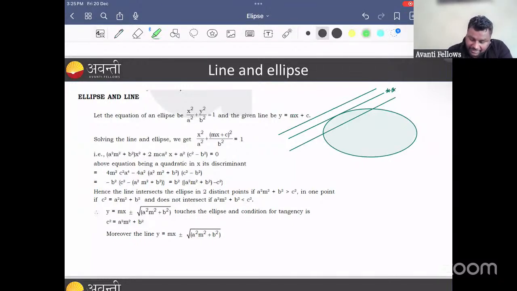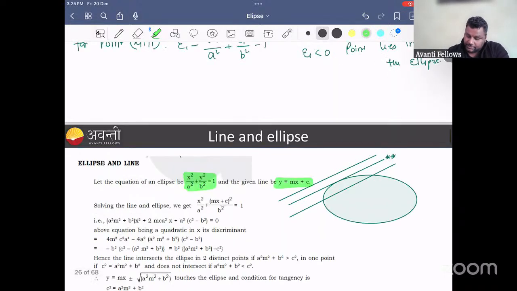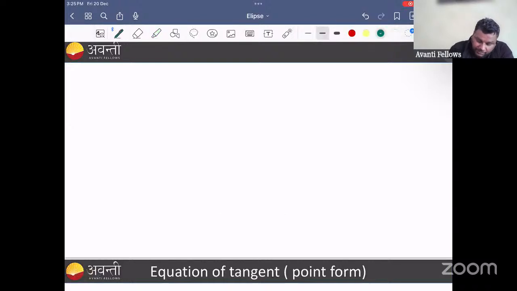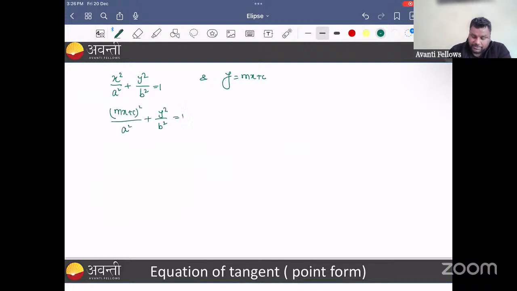Let the equation of the ellipse be this, and there is a line y equals mx plus c. So what do we do? We solve these two: x square upon a square plus y square upon b square equals 1, and y equals mx plus c. How do you solve it? Put this value of y in the ellipse, so it will be x square upon a square plus (mx plus c) whole square upon b square equals 1.